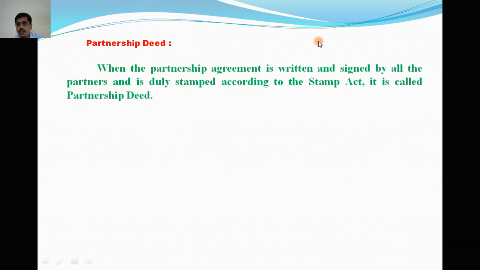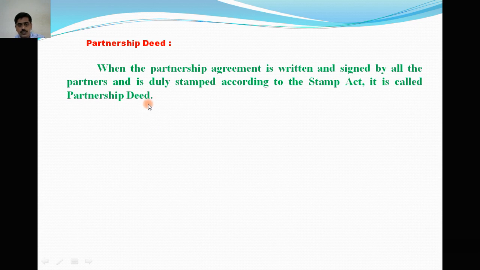I told earlier, partnership is essentially a baby of an agreement, or no partnership will come into existence without agreement, and that agreement may be oral or written. But when the partnership agreement is written and signed by all the partners and is duly stamped according to the Stamp Act, it is called partnership deed.